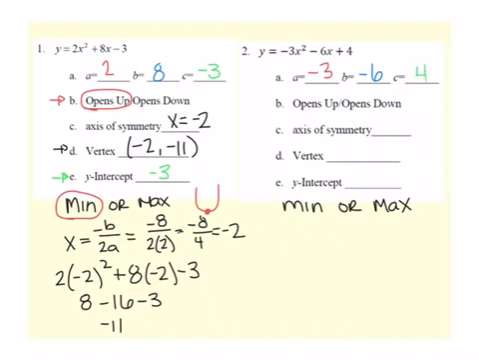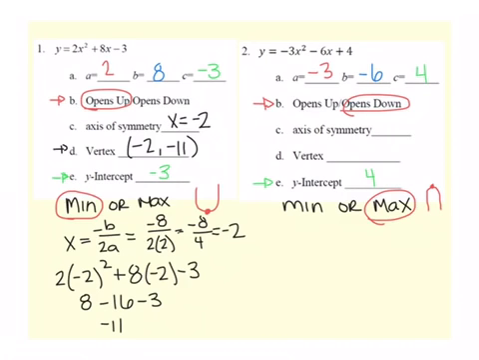From there, I look at if it opens up or down. Well, since A is negative, I know that it's going to open down. I then look at a max or a min. So if this opens down, it's a frowny face. It looks like that, which means my vertex is all the way up at the top. So that would make it a maximum. And then I'm going to look at my y-intercept. My y-intercept, remember, is just the constant or the c value, which is 4.